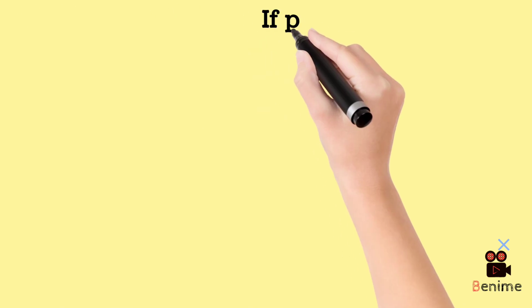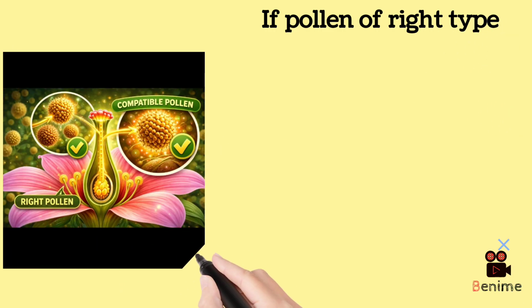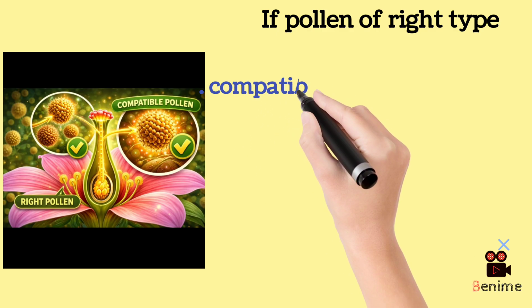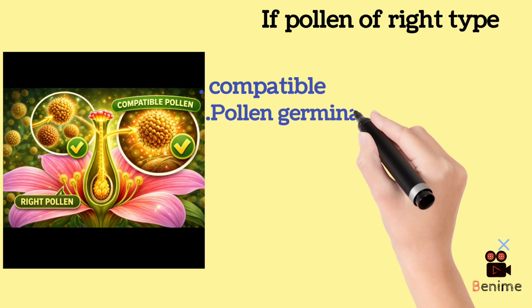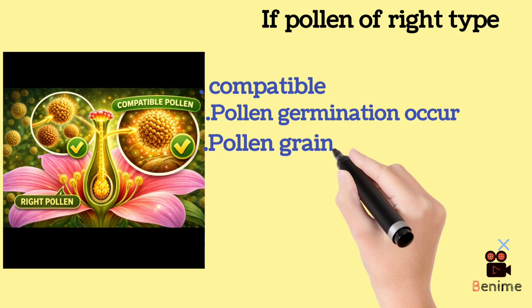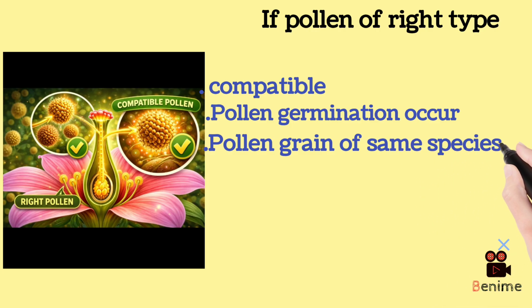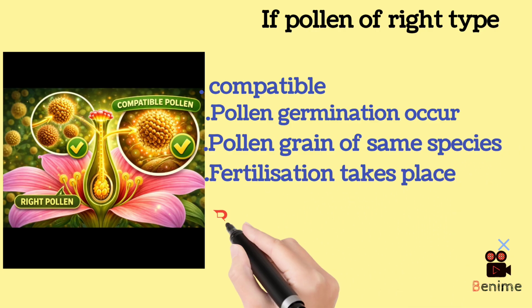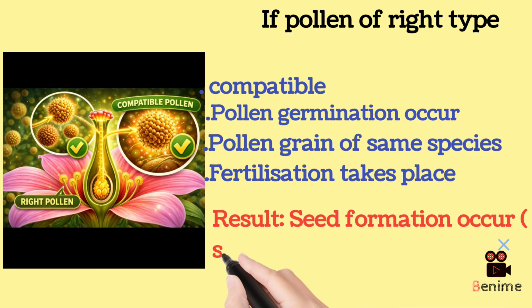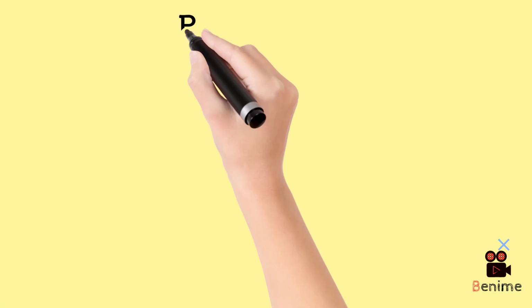If the pollen is of the right type, the pollen grain is compatible and accepted by the pistil, and pollen germination takes place, and that pollen grain belongs to the same species. Fertilization takes place. The result is seed formation occurs, and this whole process is accepted by the pistil.